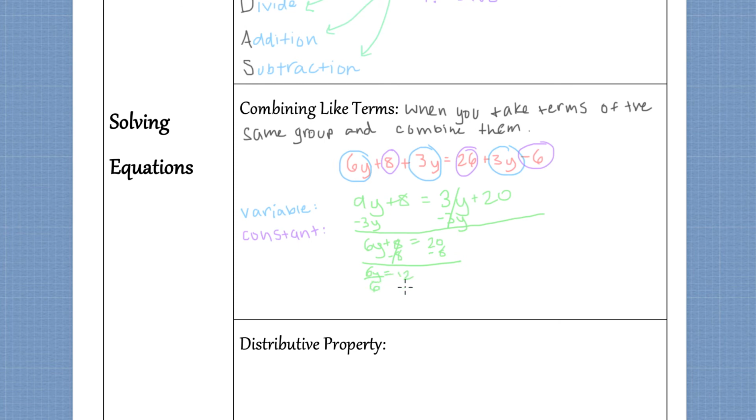And since we divided the left side by 6, we're also going to divide the right side by 6. And so 6y divided by 6, the 6's cancel out and it leaves us with just y, which is going to be equal to 12 divided by 6, which is 2. And so we get the final answer that y is equal to 2. And we solved it with combining like terms. Let's move on and see what the distributive property is about.